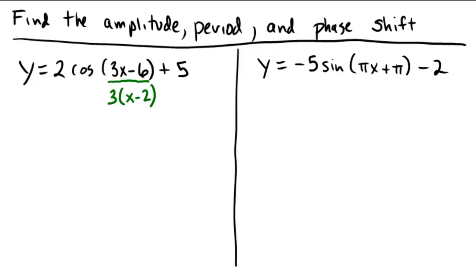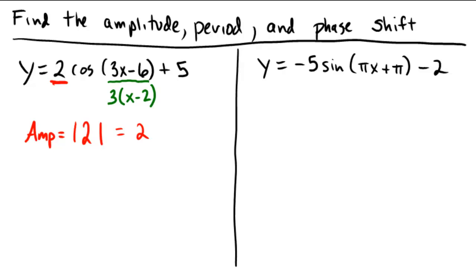Okay, next let's do the three things we need. So the three things, one is amplitude. The amplitude is the absolute value of the number in front of the trig function. That's the vertical compression stretch factor. So in this case it's the absolute value of 2, which is 2.